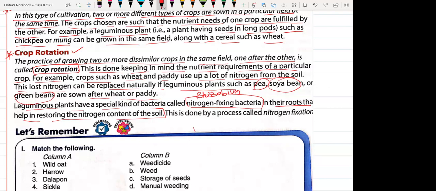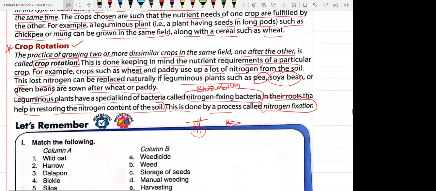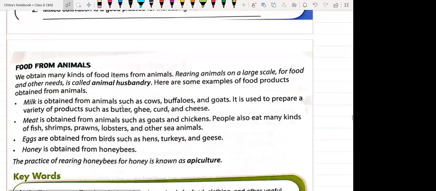And whenever we cut down the crop, we cut from here, not the root part. So the root part remains in the soil, which is full of nitrogen. This is done by the process called nitrogen fixation. Fixing free nitrogen of the surroundings into nitrite and nitrate is called nitrogen fixation. This is the way we can maintain the fertility of the soil.